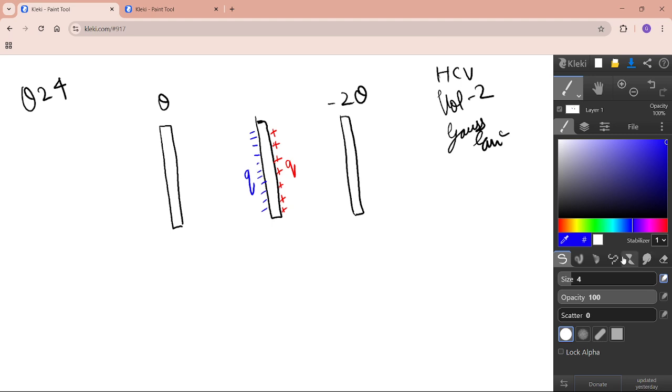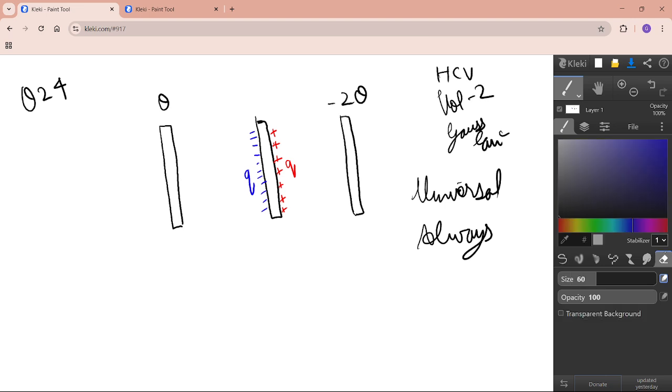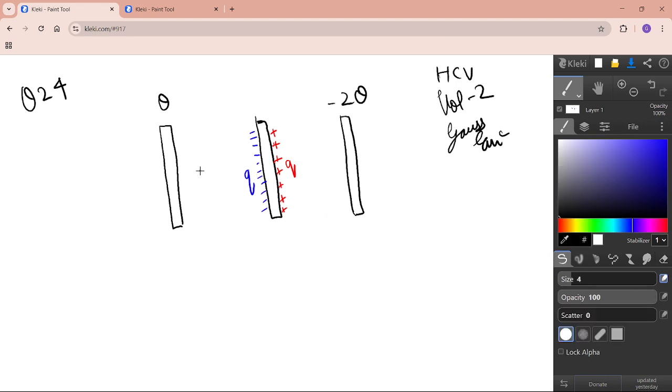Let's talk about some universal truths. Universal truths about a conductor: no matter what the outside conditions are, the surface must be equipotential and there must be zero electric field inside the conductor. It should always be true, no matter how bad the condition is.